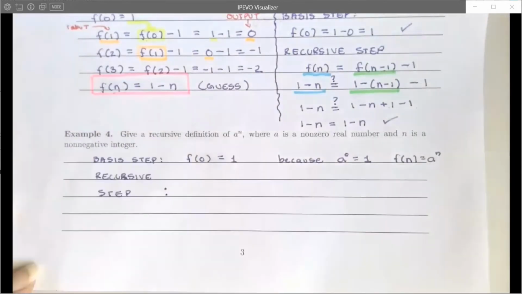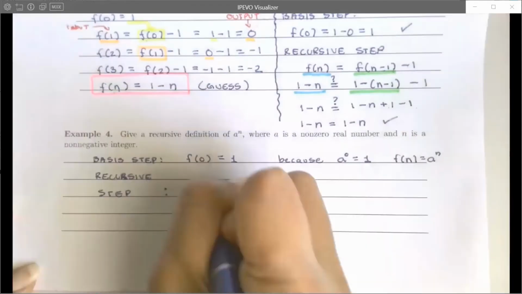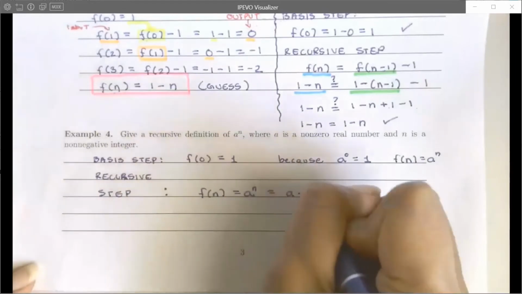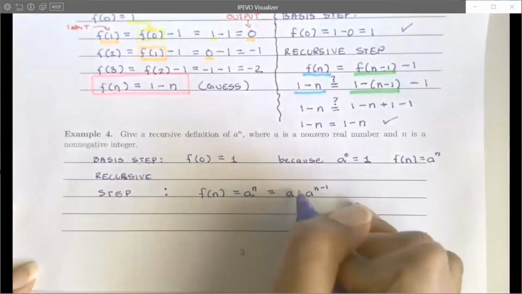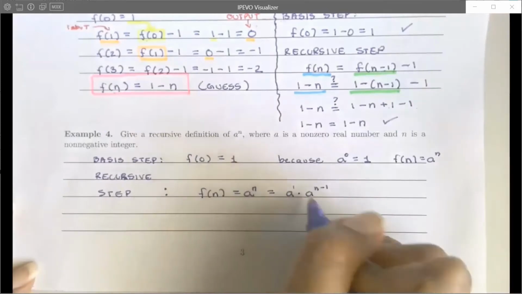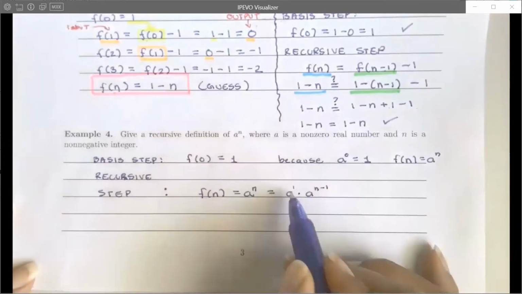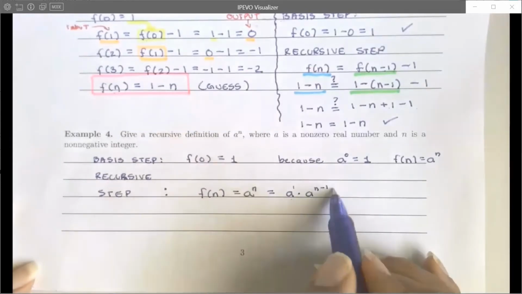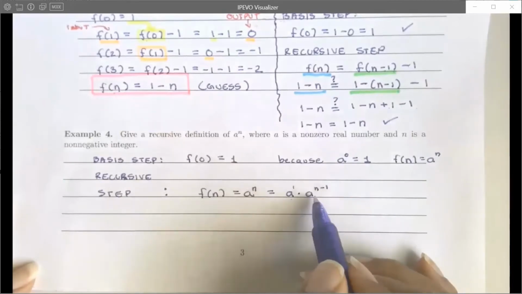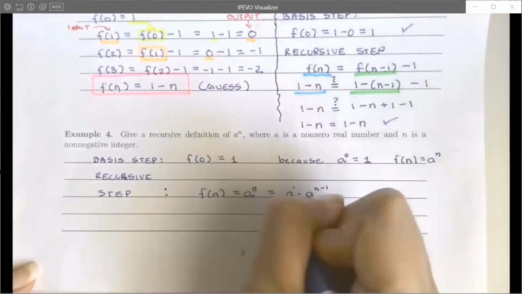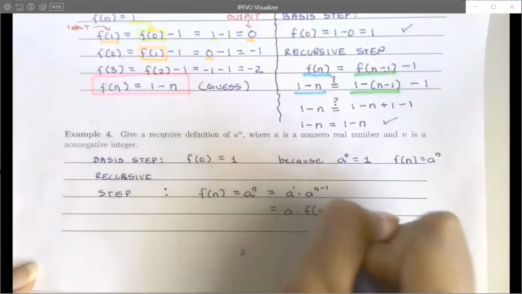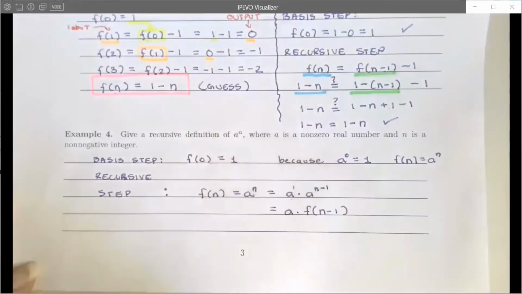Well, for the recursive step, notice that f of n, which again we said is a to the n, we can write this as a times a to the n minus 1, right? Because as long as you have the same base, you add the exponents. So if I add the 1 plus the n minus 1, I get n. Now, why are we writing it this way? Well, this a to the n minus 1 is f evaluated at n minus 1, right? This is equal to a times f evaluated at n minus 1. So we have found our recursive step then.